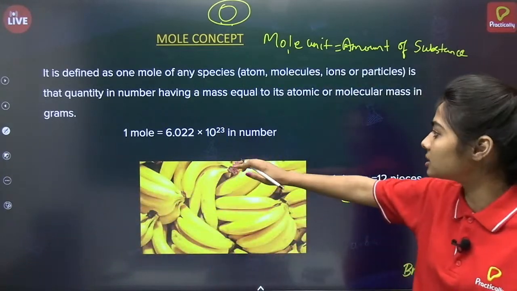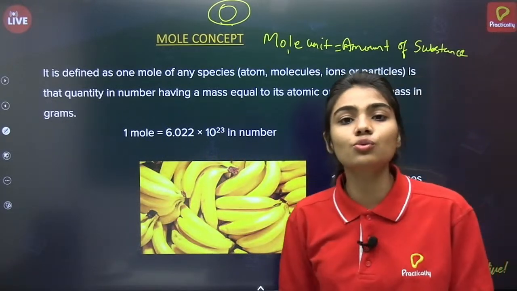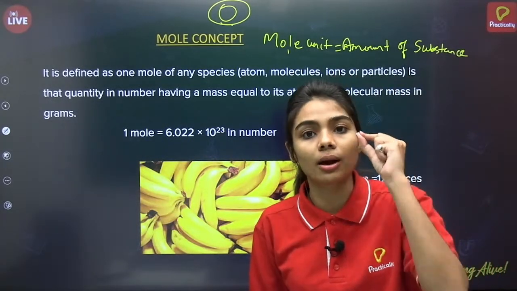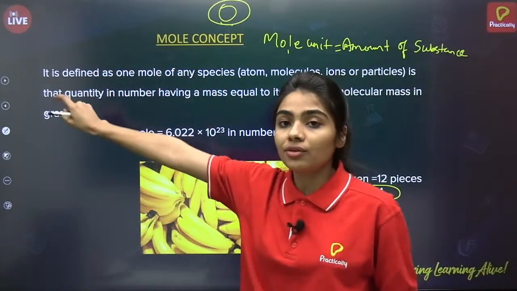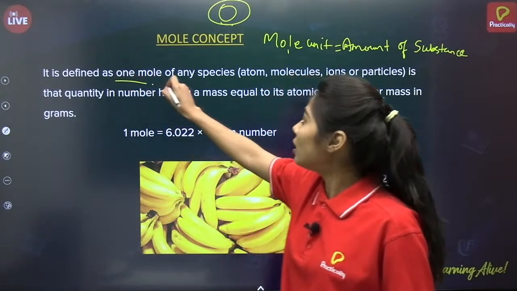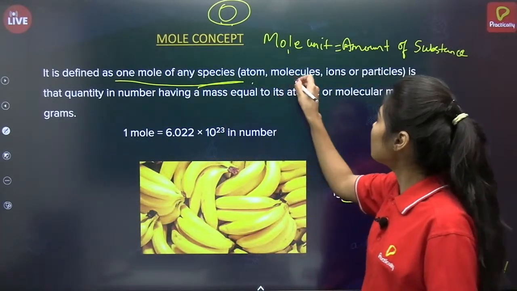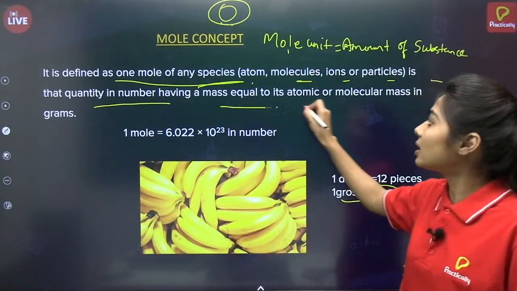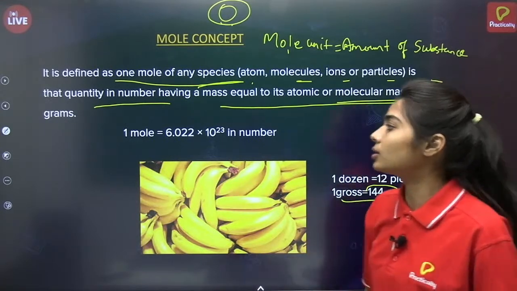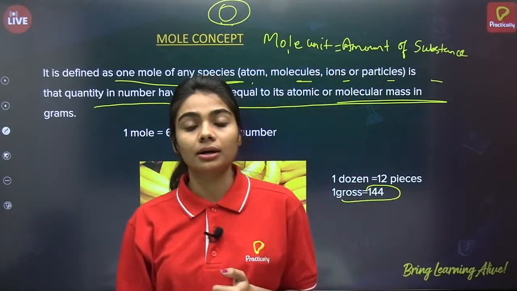Let's look at this number. This is 6.022 into 10 to the power 23. That is what? This is your Avogadro number. So if I want to define mole, then 1 mole of any species, that means it can be your atom, molecule, ion or particle, is that quantity in number having a mass equal to atomic or molecular mass in grams. Are you getting this point?